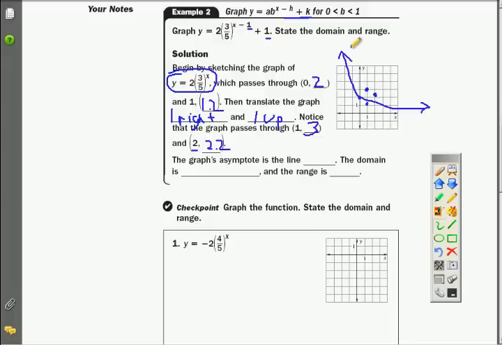So it just moved to the right 1 and up 1, and my new asymptote is going to be 1 up from where it was. So the graph's asymptote is the line y equals 1 now. And the domain remains the same, just all real numbers. And the range would be y greater than 1, because it's above that asymptote line, y equals 1. You guys go ahead and take a look at 1 and 2. Go ahead and do those and graph them real quick.